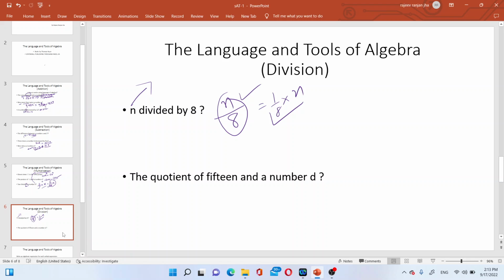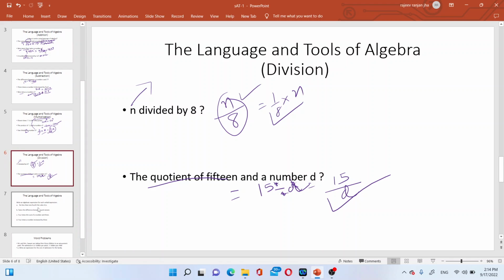Now the quotient of 15 and a number t. You just try it yourself. I'm waiting for 2-3 seconds. I'm giving it a pause and let's see whether you are doing it correctly or not. Okay, now we solve it. What is written, the quotient of 15 and a number t. So first is 15, and it is divided by t, or you can write it down as 15 by t. This is also correct. Sorry, bear with my bad handwriting, but this is 15 divided by t or 15 by t. So this is the algebraic expression for this statement.